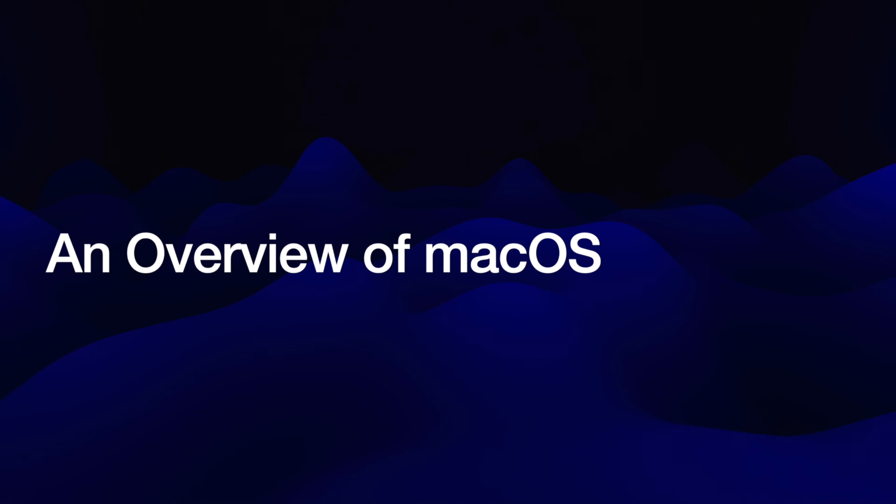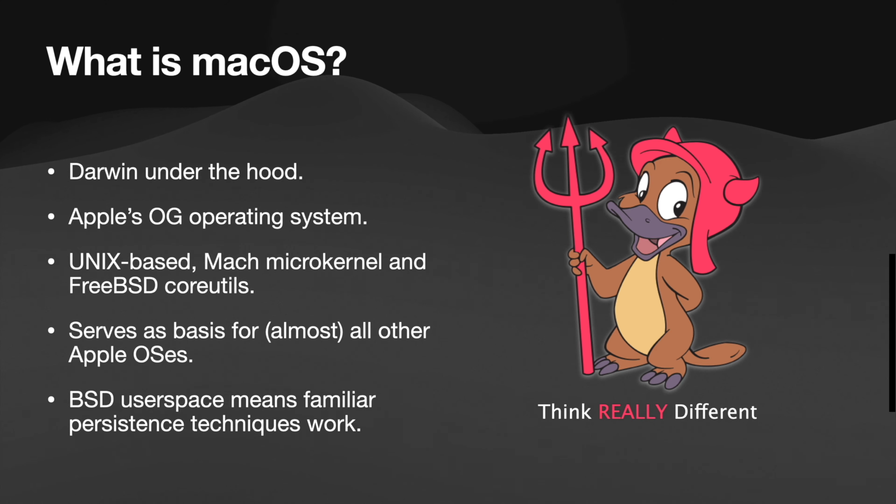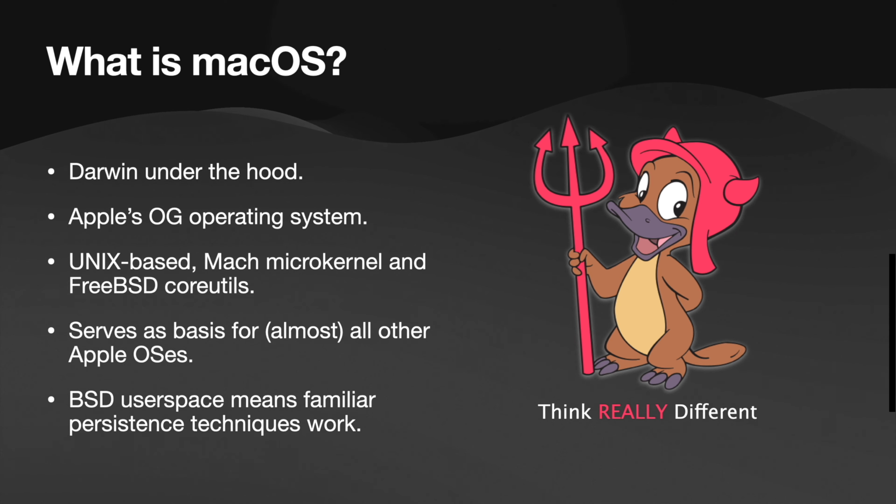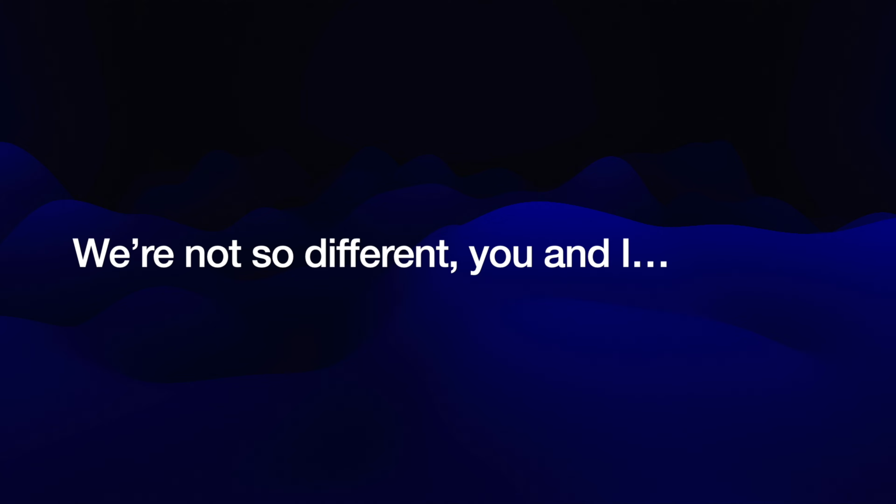So, macOS. What is macOS? Well, it's a certified Unix OS made up of a Mach microkernel with a FreeBSD user space on top. Apple refers to this internally as Darwin, and that FreeBSD part gives it its Unix personality, which means that many of the same persistence techniques you would try on Linux or BSD will also work on macOS. It really is a unique operating system, so I guess it makes sense that their mascot is a platypus.